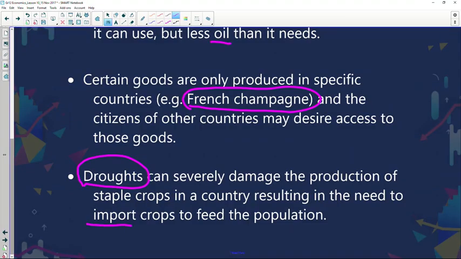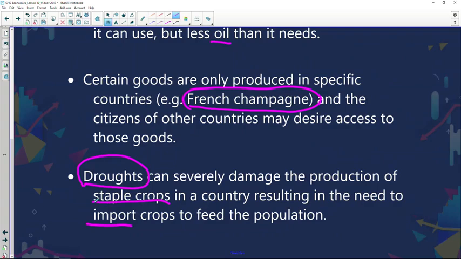And then we also chatted about the fact that certain goods are only produced in specific countries. For example, French champagne, France will produce that, and citizens of other countries may desire to have access to those goods. And we spoke about drought, the fact that we haven't been getting enough rain, and therefore our staple crops are affected by this, and this will result in us having to import some crops to feed the population.